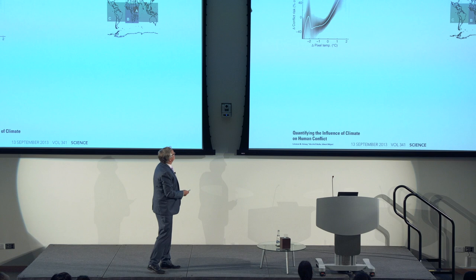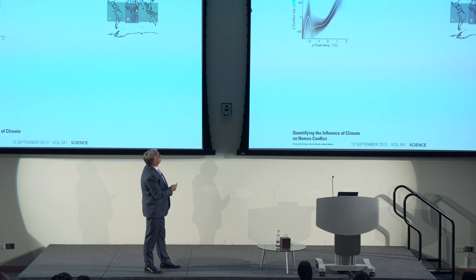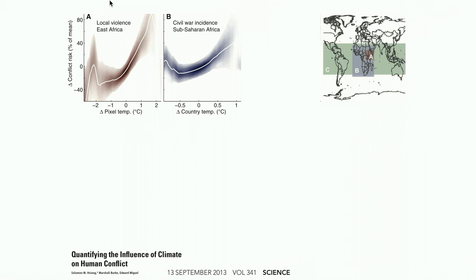But you can see pretty clearly that by the time you get one degree above the normal, the local violence in East Africa increased greatly. And how about the whole civil war incidents in sub-Saharan Africa?